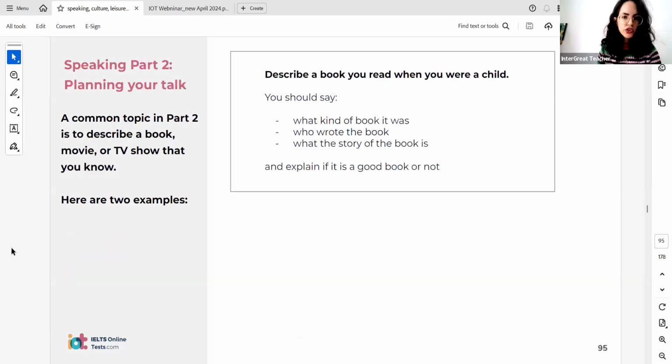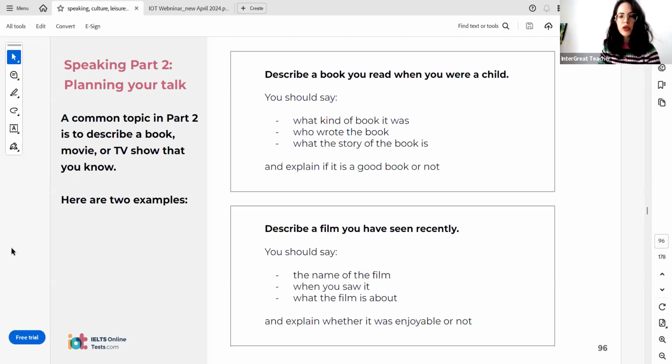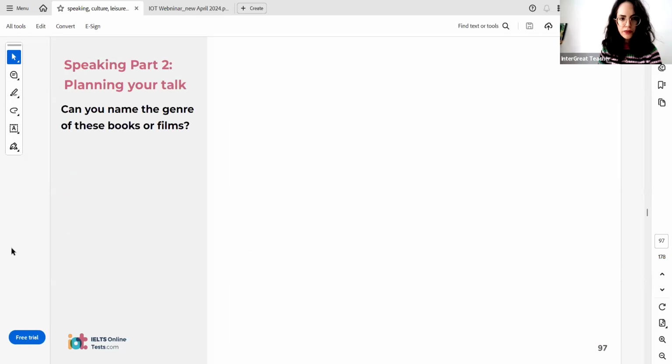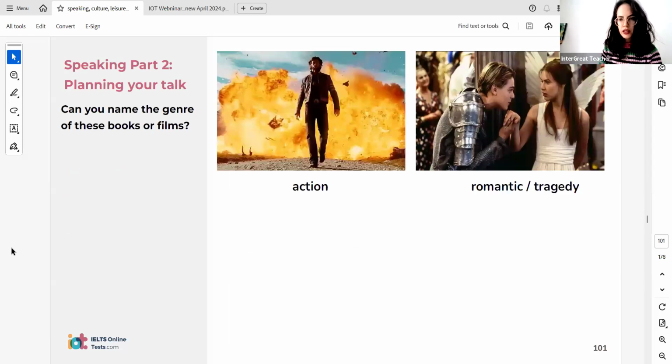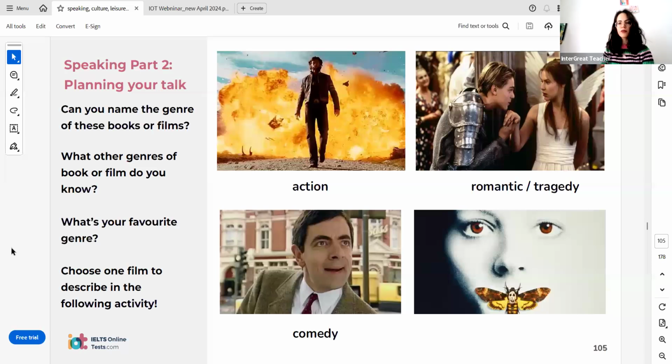As you know, in part two, you will have a cue card, right? 1 minute to think, 2 minutes to speak, right? So, for example, you get to describe a book or movie or a TV show. Here you can see describe a book you read when you were a child or describe a film you have seen recently, right? Now, let's talk about some movies.